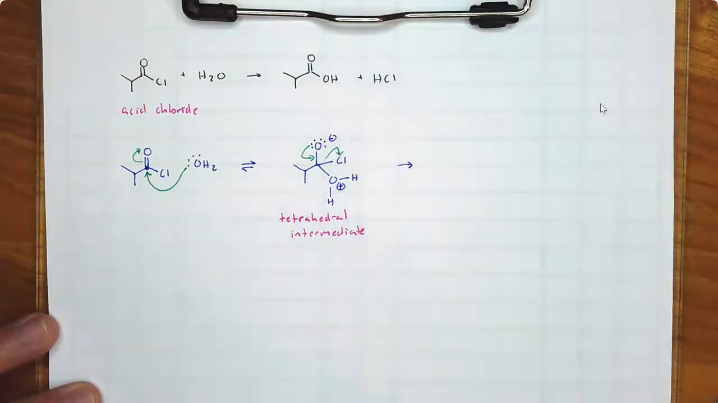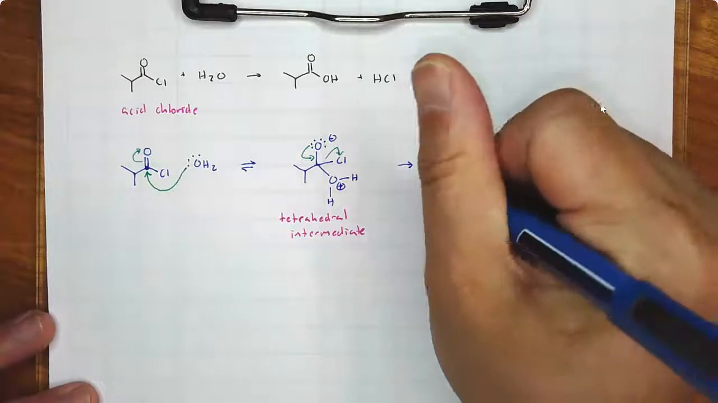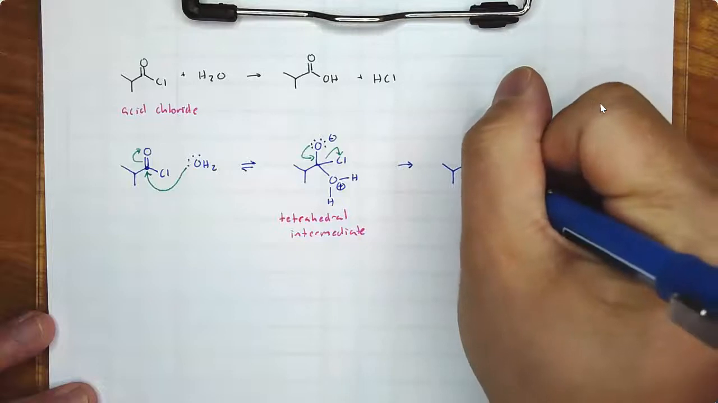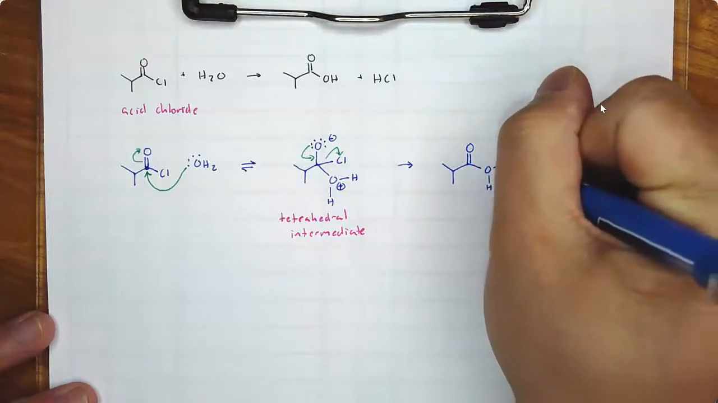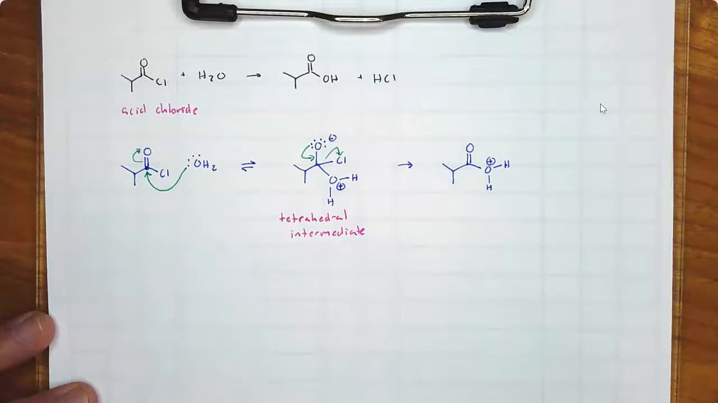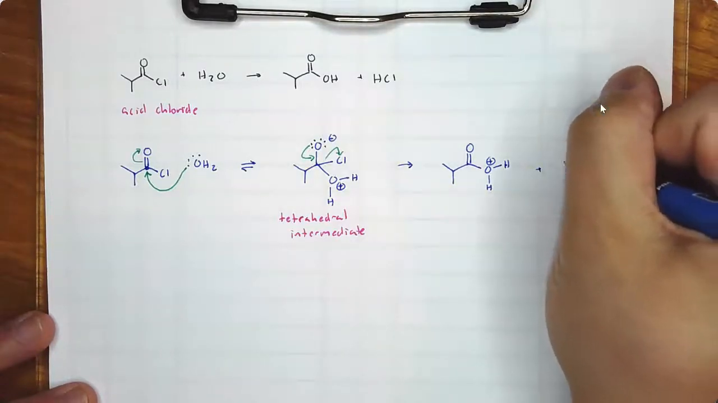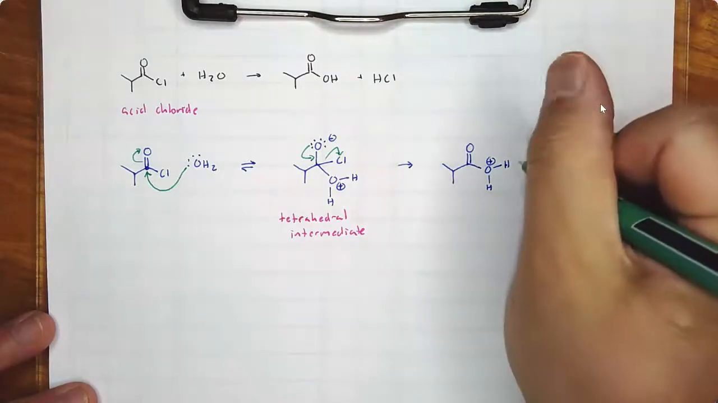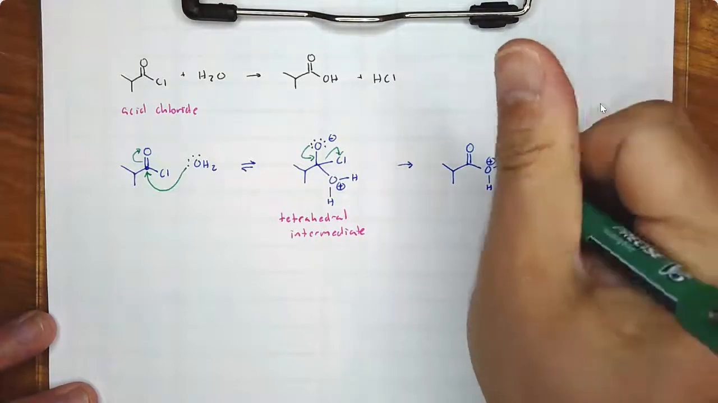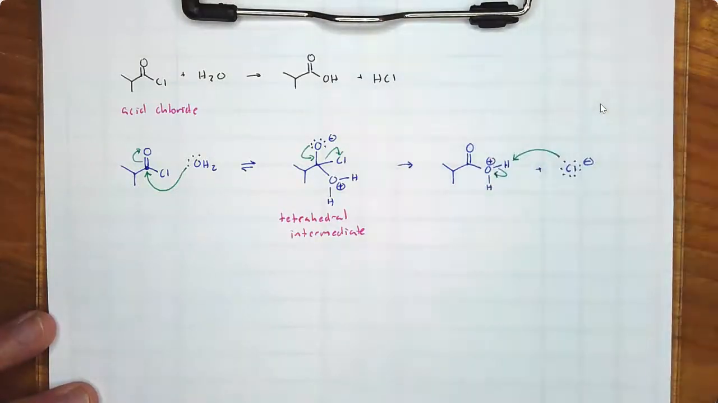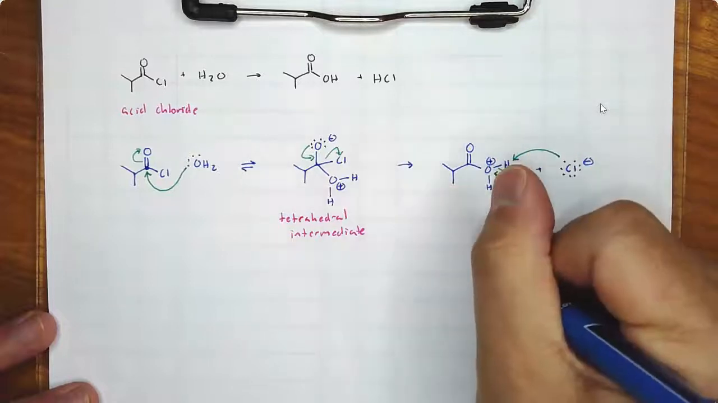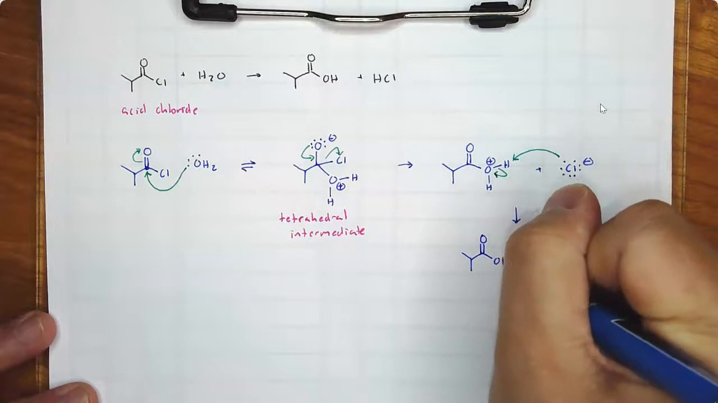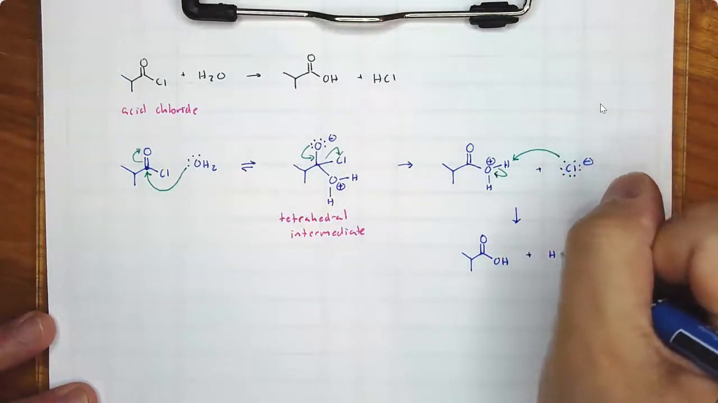We'll go with a regular arrow. Chlorine leaves, it's not going to come back, and we have this. We still have this oxygen with 2 hydrogens, and we did create Cl-, which is conveniently used to deprotonate that oxygen. Let's use a full arrow, and we have our carboxylic acid plus HCl.